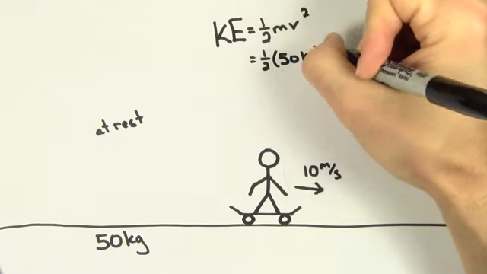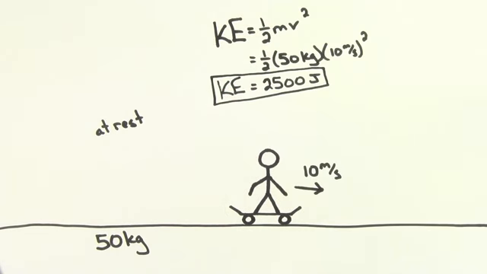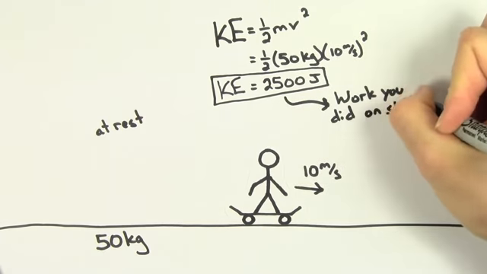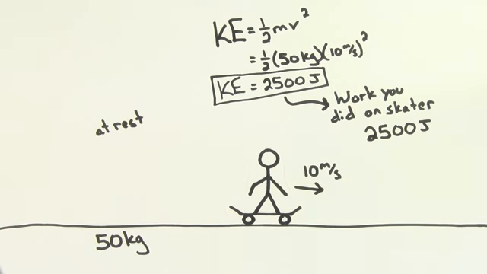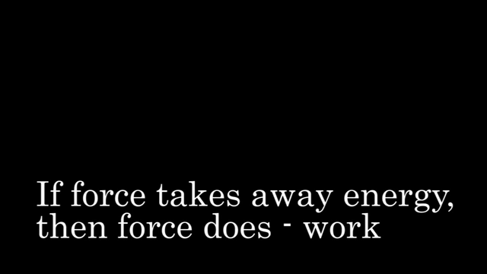The amount of kinetic energy gained by the skateboarder is 2,500 joules. That means that the work done by the force on the skateboarder was positive 2,500 joules. It's positive because the force on the skateboarder gave the skateboarder 2,500 joules. If a force gives energy to an object, then the force is doing positive work on that object. And if a force takes away energy from an object, the force is doing negative work on that object.